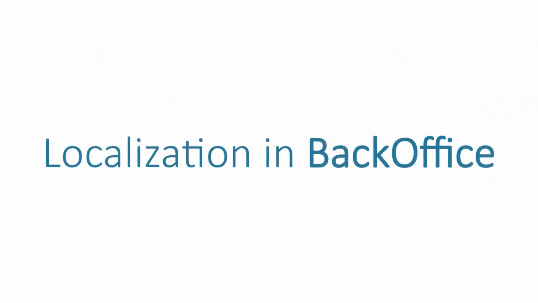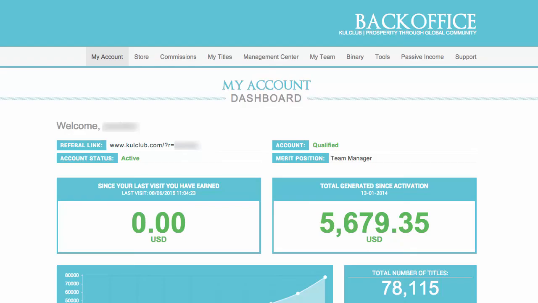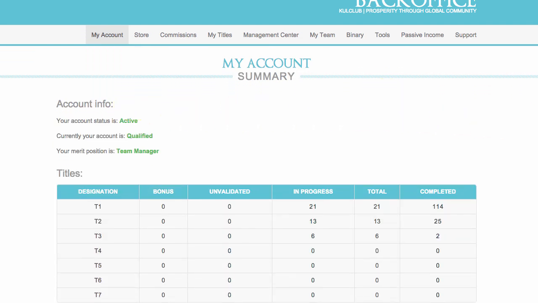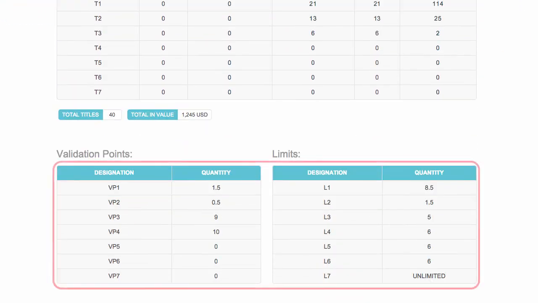How to find out how many limits and validation points you have? There are two different possibilities to see your limits and validation points in your back office. The first option is to go to My Account, then to Summary, and you will see all the limits and validation points you have for each level at the bottom of the page.